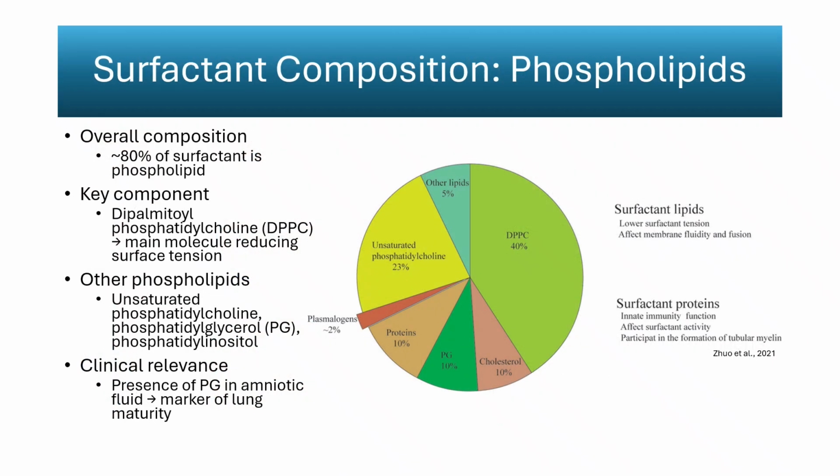About 80% of surfactant is phospholipid. The dominant molecule, dipalmitoyl phosphatidylcholine, is the key driver of reduced surface tension and alveolar stability. Unsaturated phosphatidylcholine, phosphatidylglycerol, and phosphatidylinositol add flexibility to the film, allowing it to spread and reassemble during each breath cycle. Phosphatidylglycerol has special clinical importance because its appearance in amniotic fluid late in gestation signals advanced lung maturity. These lipids create the foundation of surfactant's mechanical function, but they require proteins to organize, spread, and maintain stability.